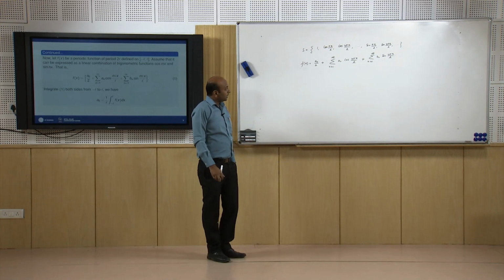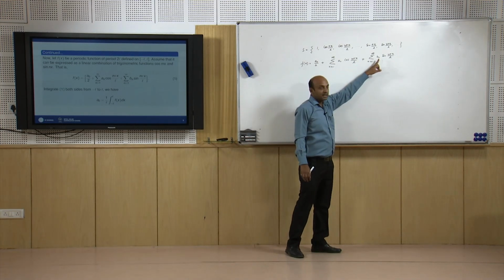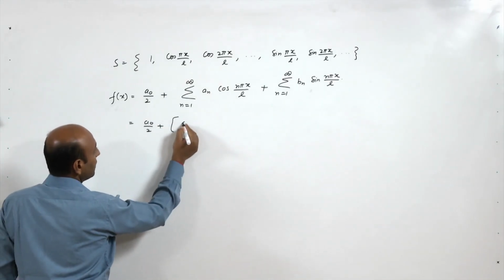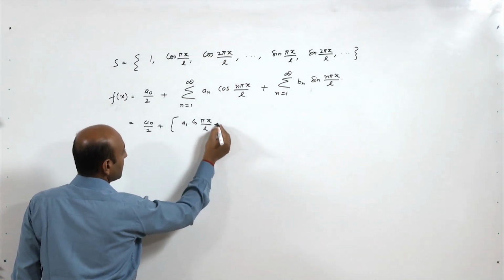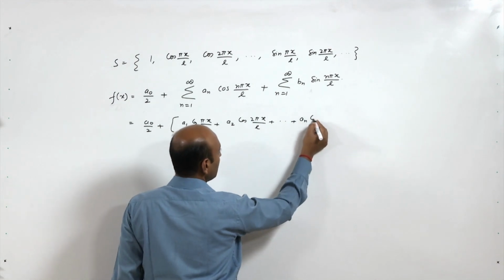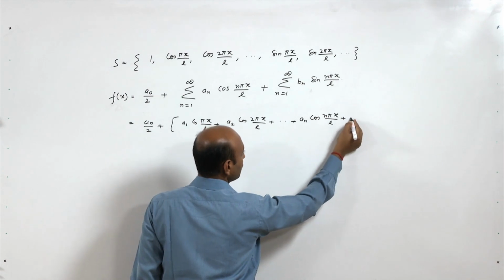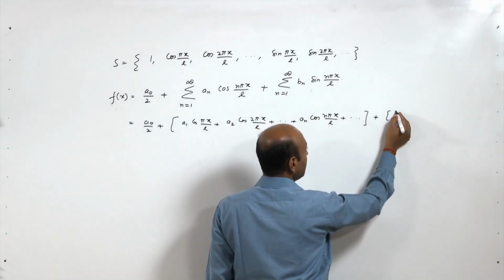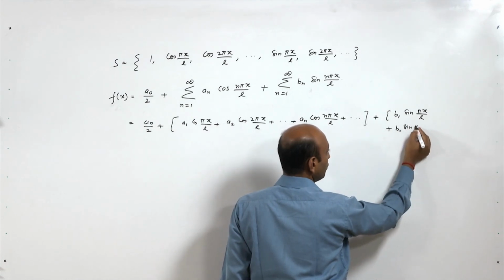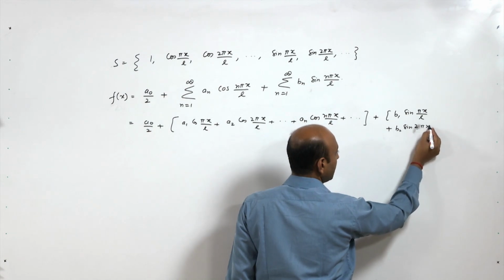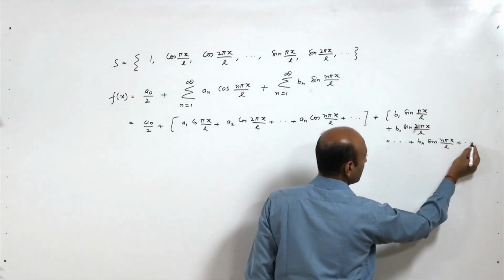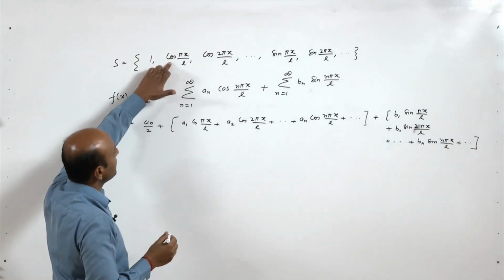Now, if you want to find out the values of a naught, a n, b n and so on, how can you find these values? The expression is a naught by 2 plus a1 cos pi x by L plus a2 cos 2 pi x by L and so on, plus a n cos n pi x by L and so on. And here it is b1 sin pi x by L plus b2 sin 2 pi x by L and so on, plus bn sin n pi x by L and so on. So, basically this is a linear combination of these functions.